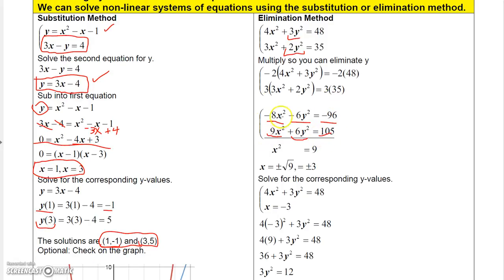Okay, now I can add the two equations together, and when I add, you just add term by term. If I add the x terms together, minus 8x squared plus 9x squared is just x squared. The minus 6y squared plus 6y squared cancels, and then minus 96 plus 105 is 9. So now I get a simple quadratic equation, x squared equals 9.